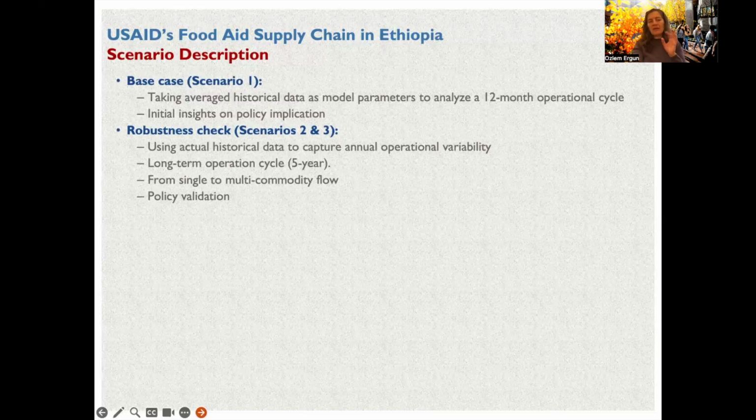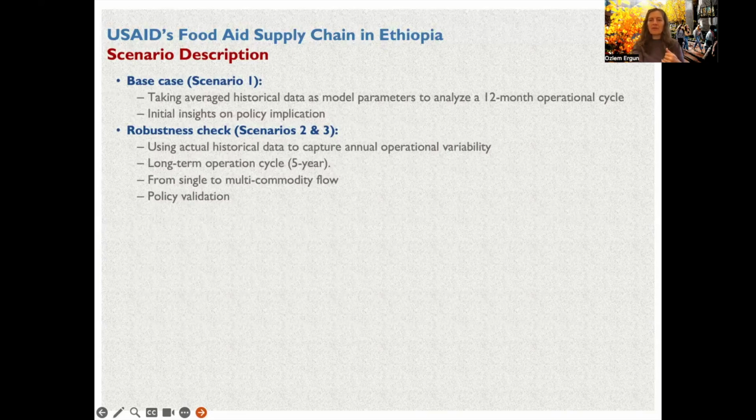So we did 3 different scenarios. One was we took all the historical data we had and we used its averages to create a scenario. So the insights that we got out of this really represented what we saw if we looked at an averaged-out year. On the other hand, we wanted to do some robustness checks because no year is an average year.